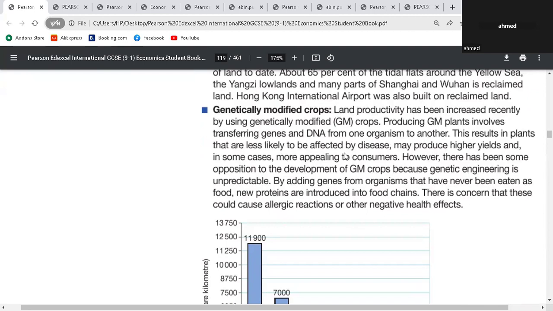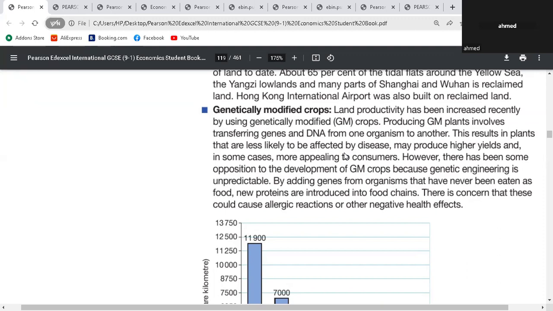The next one, genetically modified crops. Land productivity has been increased recently by using genetically modified GM crops. Producing GM plants involves transferring genes and DNA from one organism to another. This results in plants that are less likely to be affected by disease. So for GM, we try to find crops that are stronger and put them beside those that are not strong so that they can also grow. Okay.